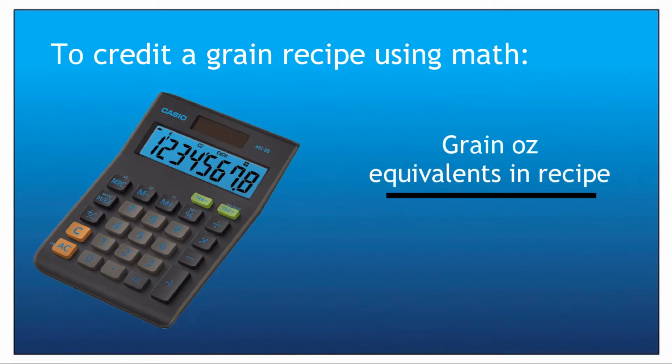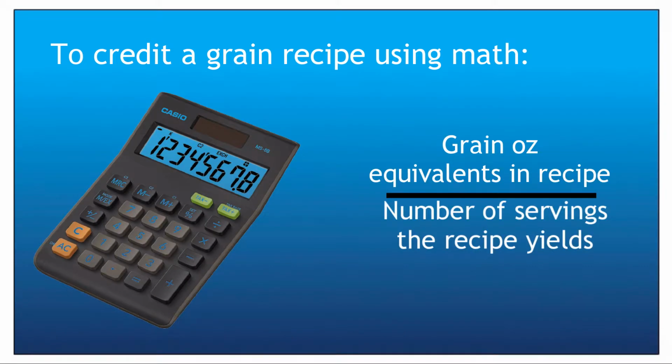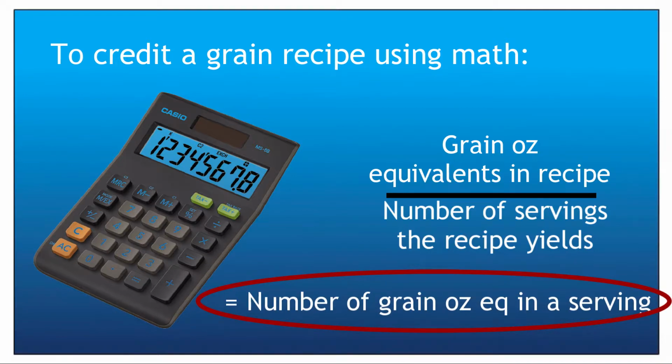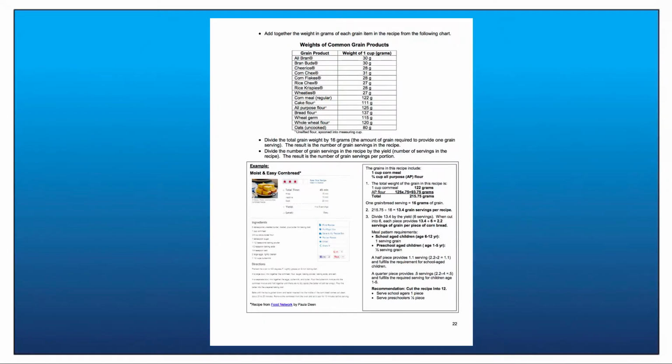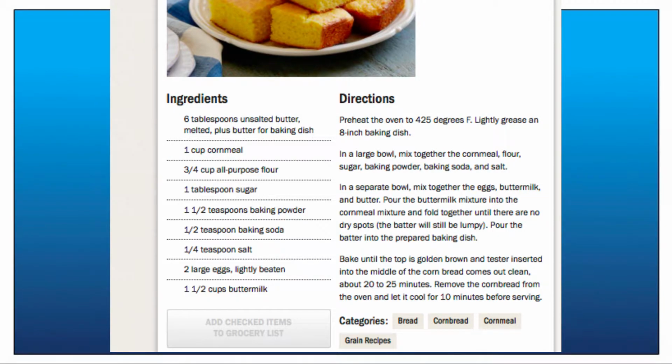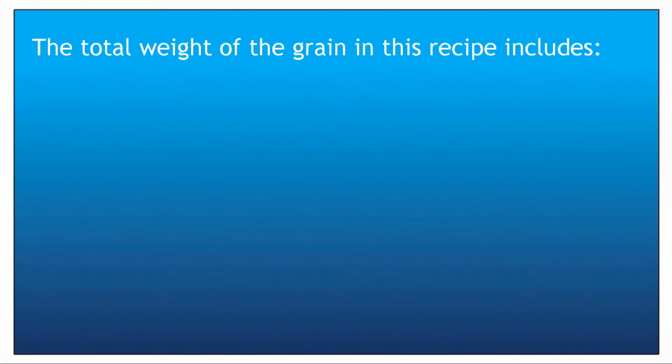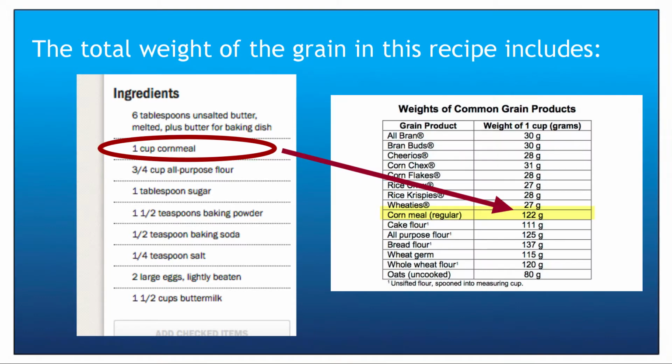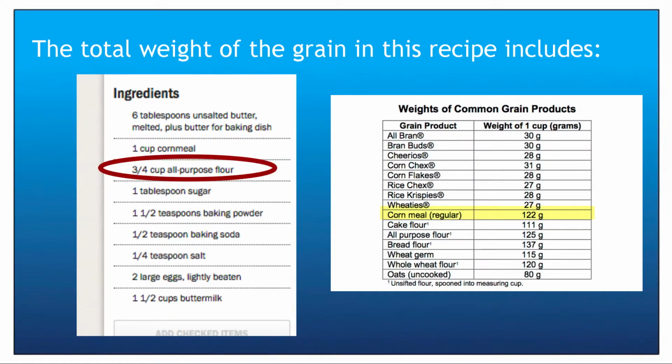Divide the grain ounce equivalents in the recipe by the number of servings the recipe yields. The result is the number of grain ounce equivalents in a serving. A cornbread recipe example is in the CACFP Manual. The grains in this recipe include 1 cup enriched cornmeal and 3/4 cup enriched all-purpose flour. The total weight of the grain in this recipe includes 1 cup cornmeal weighing 122 grams and 3/4 cup of all-purpose flour. The flour weighs 125 grams per cup.